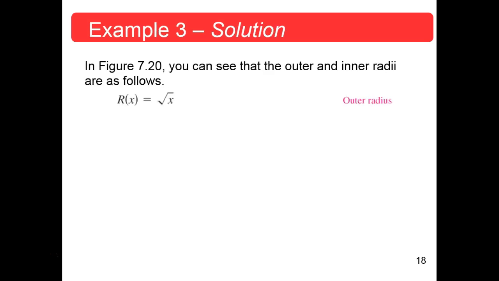Let's see how they do it. From that you can see the outer and the inner radius. The outer radius is your square root function because it's on top, between 0 and 1 anyway. And your inner radius is your parabola, which is x squared.